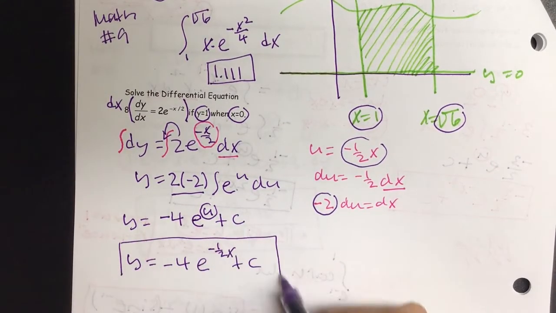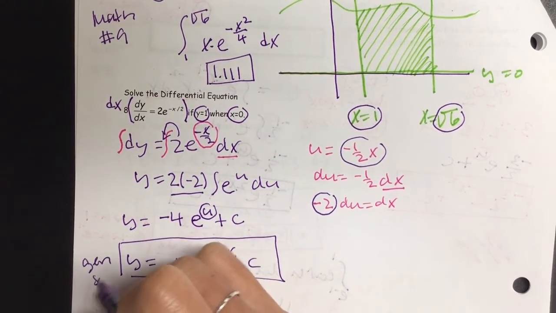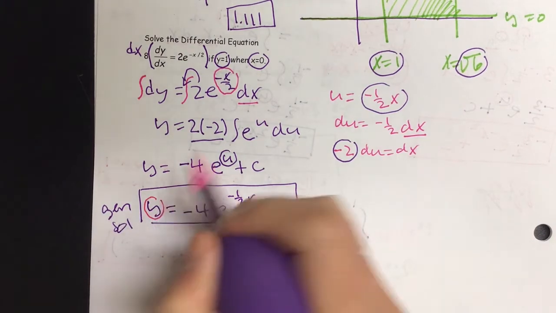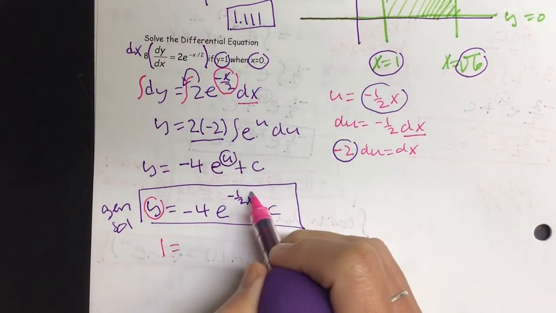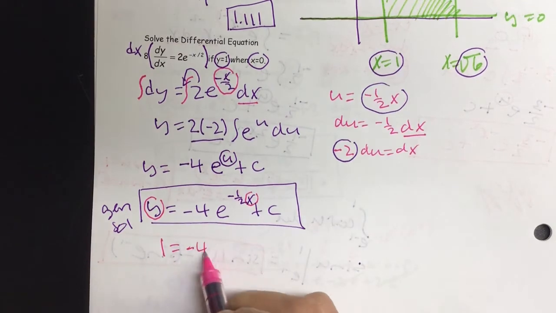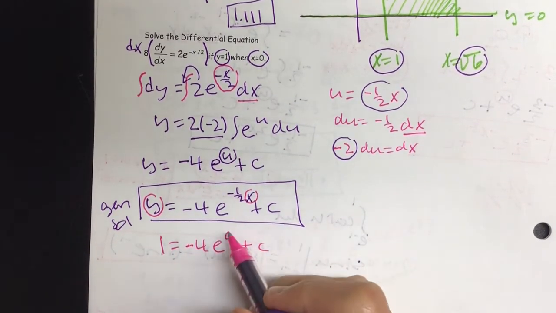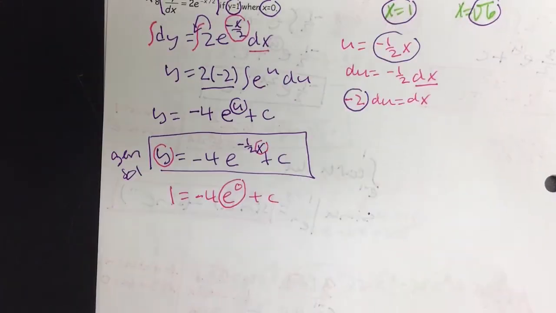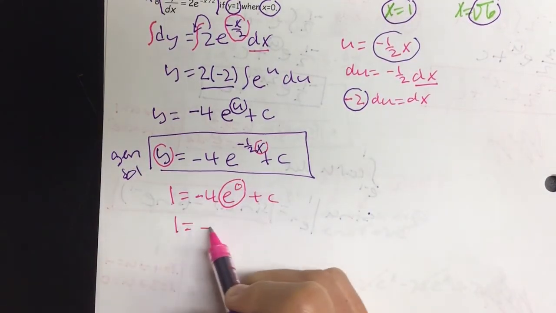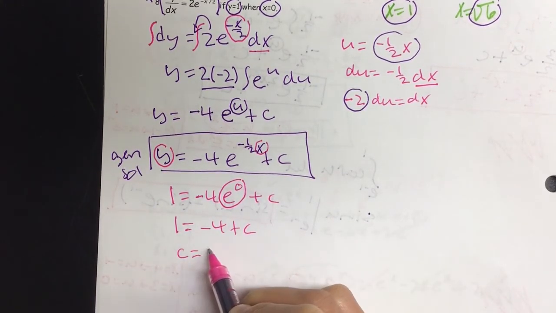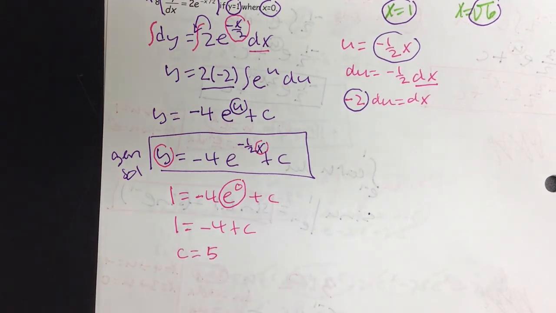This is our general solution. Only if I don't give you any physical value of x equals and y equals, but then I did. So let's plug it in. My y is equal to 1. My x is equal to 0. And we know that's going to give us e to the 0 plus c. What is this going to give us right here? 1. So I have 1 is equal to negative 4 plus c. So c must be how many? 5. I hope that wasn't difficult, right?